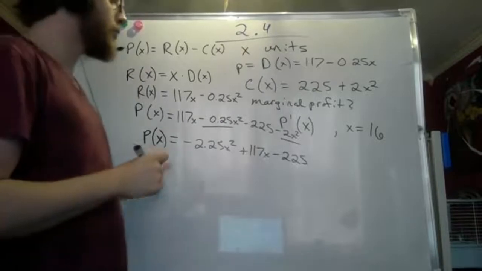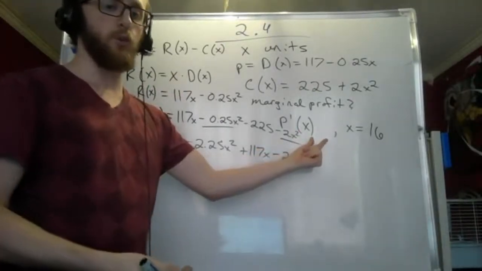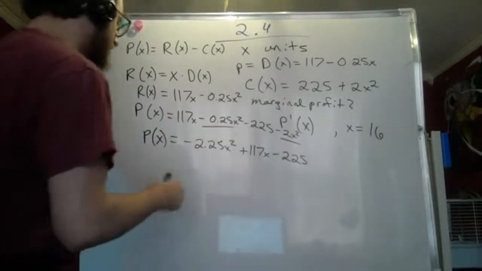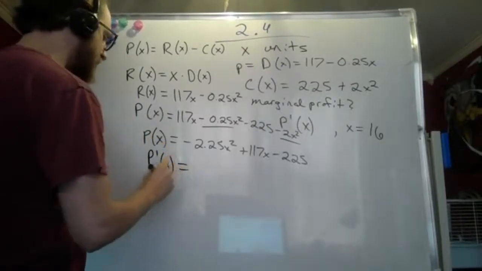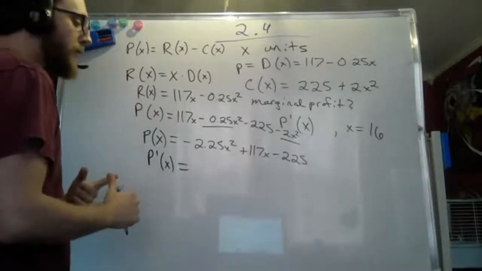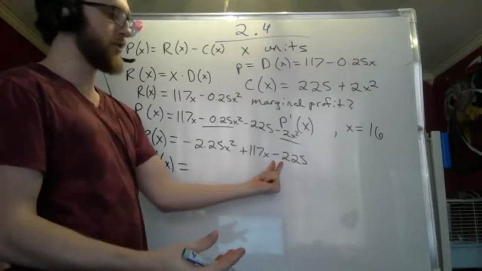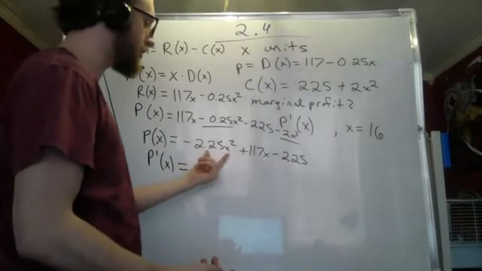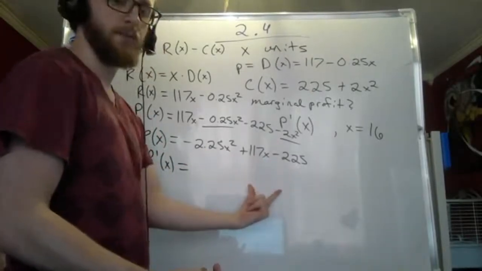But remember that our question is asking for the marginal profit, or in other words, the first derivative of profit. So we'll go ahead and do that. So P prime of x is equal to, and again, all this is just using the power rule and the sum and difference rule that we learned in the last lecture. Because there's these plus and minuses, I can distribute my derivative and just do one piece at a time, and just remember to pull the plus and minus down.